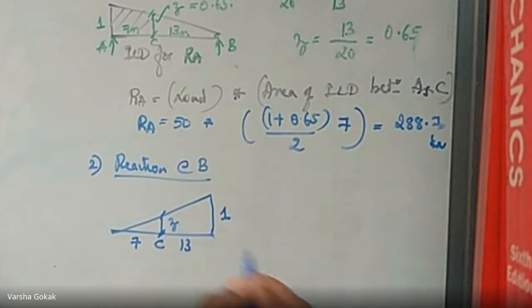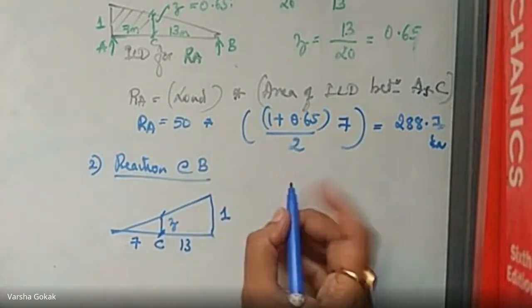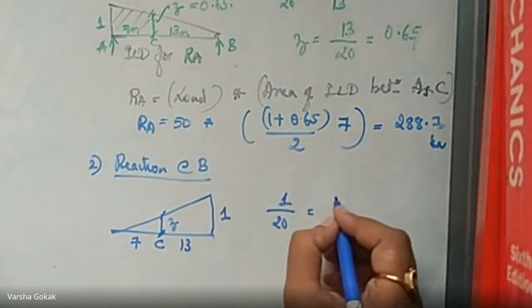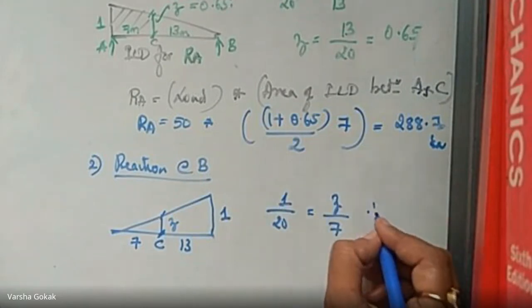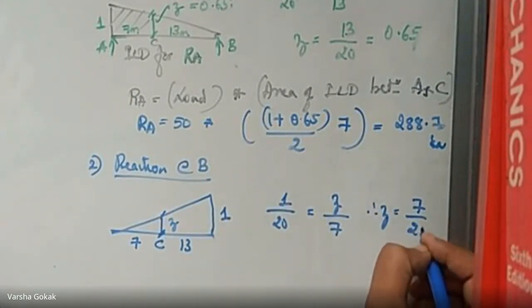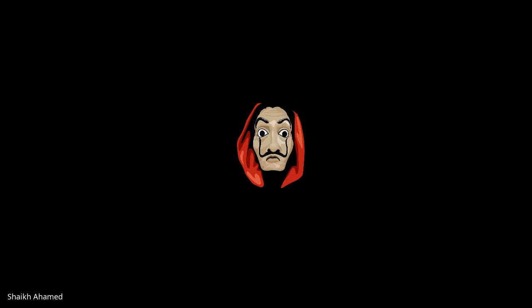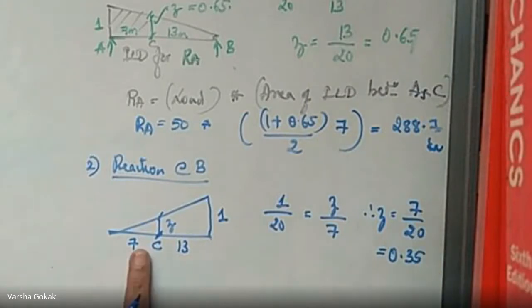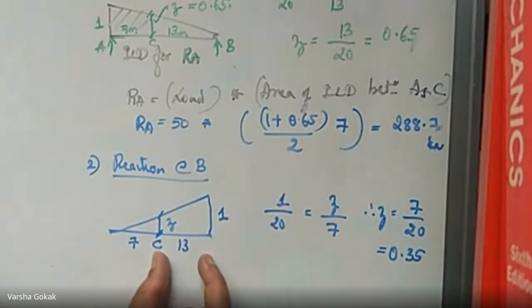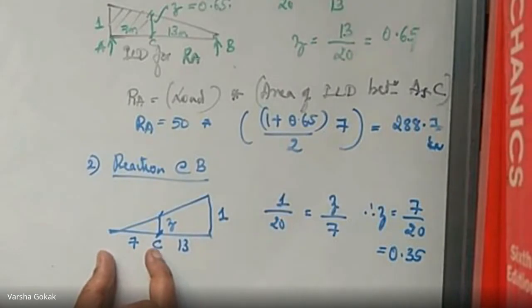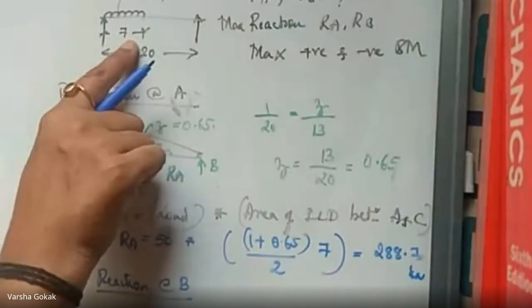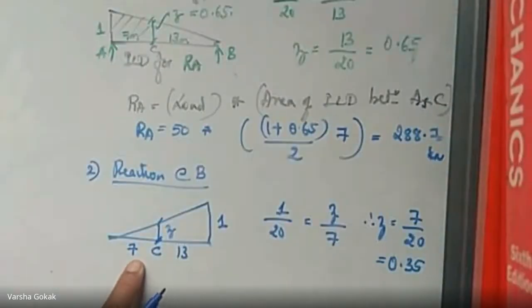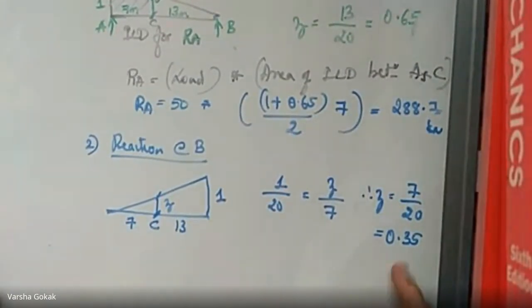From here, first let us get the value of Z. 1 divided by 20 will be equal to Z divided by 7. Therefore, the Z value is 7 by 20. How much is this? 0.35. So reverse the distances, you please mark properly. I am still with the 7 meters only, because the UDL in our case is 7 meters. So that is the same. At 7 meters only, your C point is present, and I have to find at this point. So then I got the ordinate value 0.35.